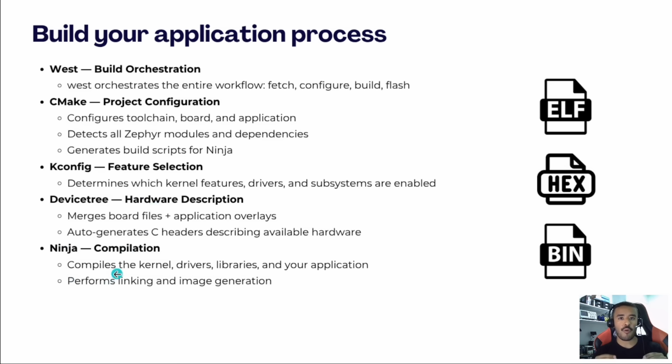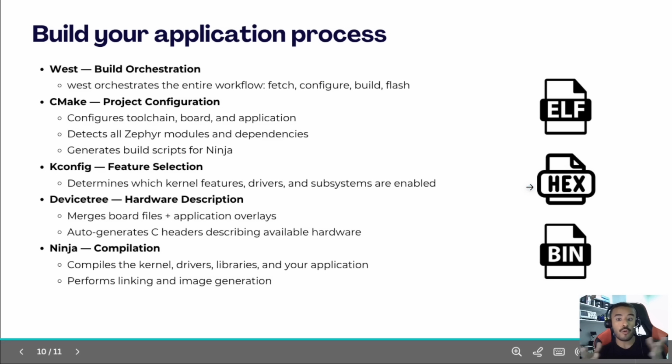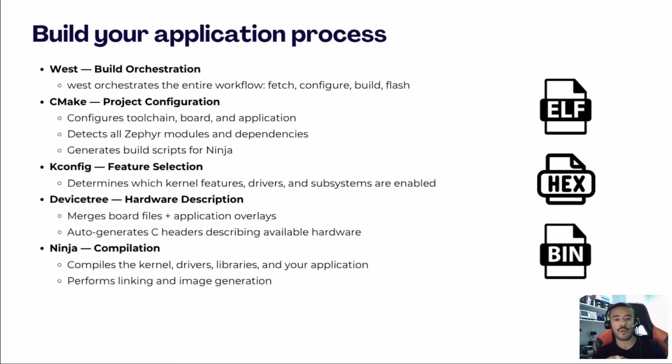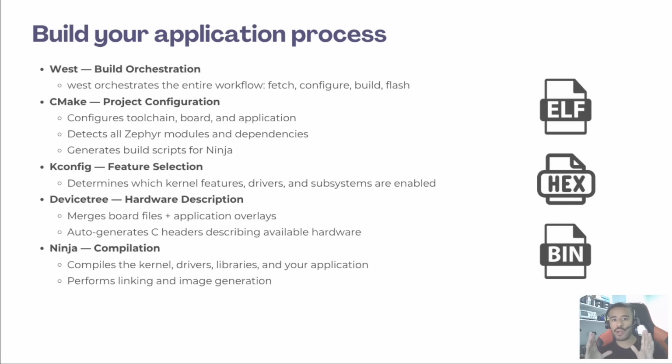Finally, Ninja compiles and links the kernel, drivers, libraries, and the application, then produces the final firmware image. West is the entry point where everything else happens automatically. And in the end, we have our executable file for downloading and flashing to our board. Now we'll switch to the demonstration, and we can check all the concepts in a real application, for a basic project.